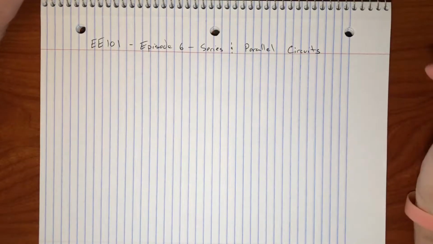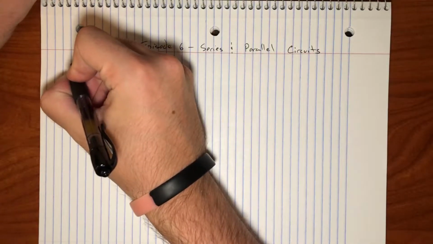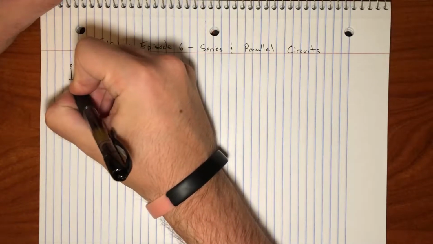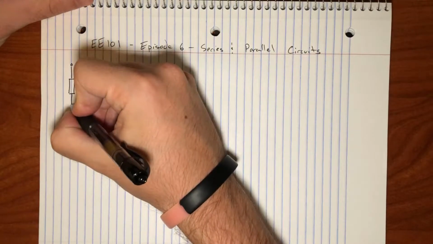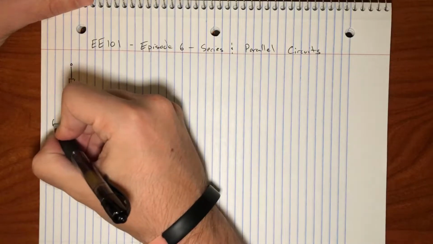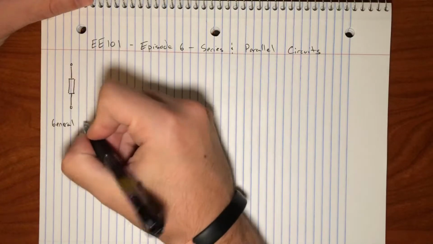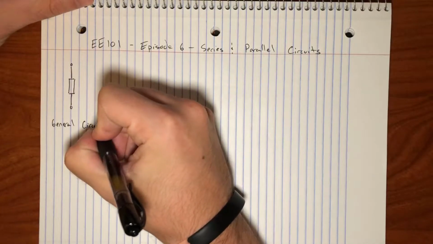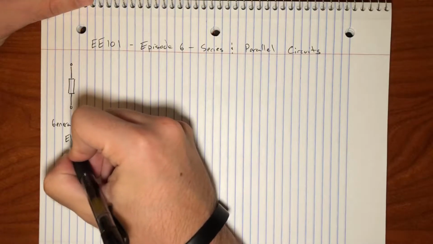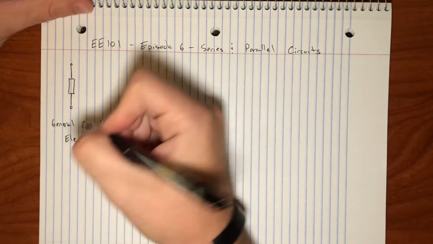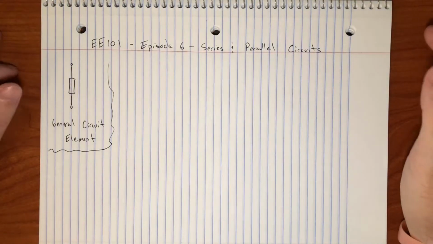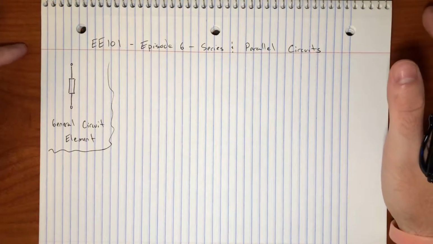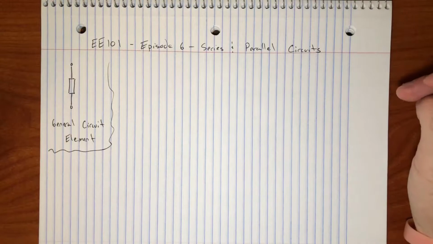So to begin, like the last few videos, let me start by drawing this symbol here, just to remind you what I'm talking about. This is a general circuit element. Now let me box that out. Okay, so I'm going to jump right into this. I'm going to start with series and then parallel.